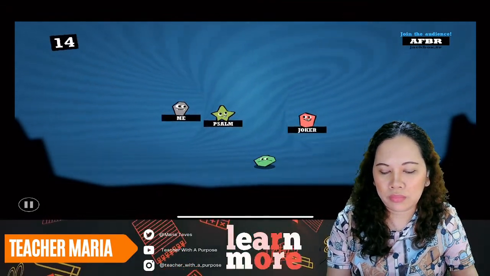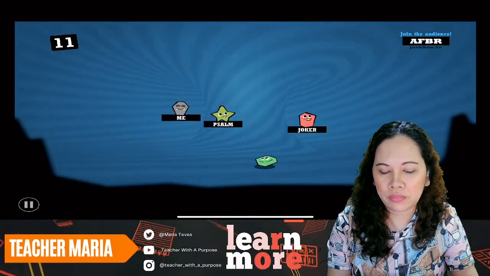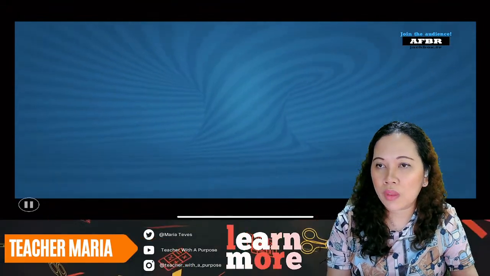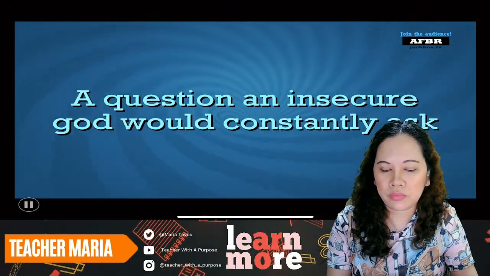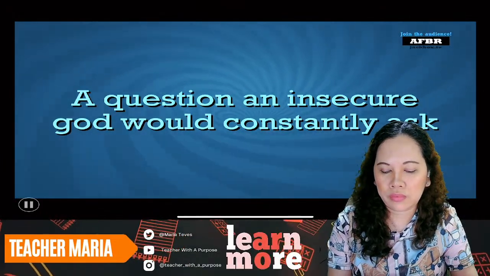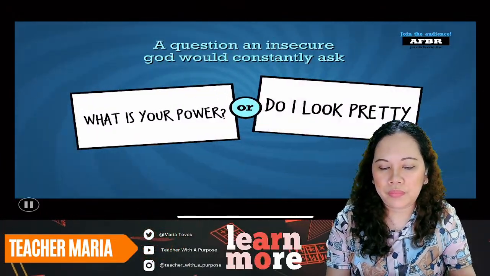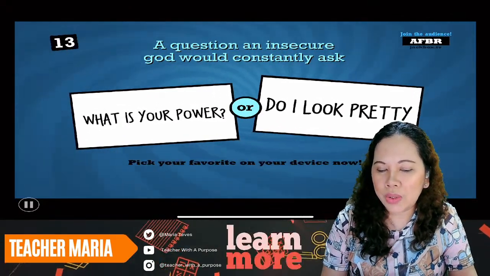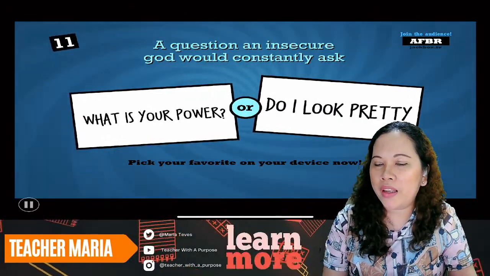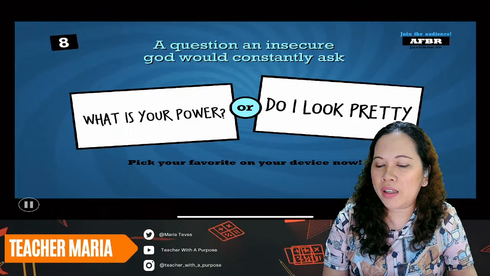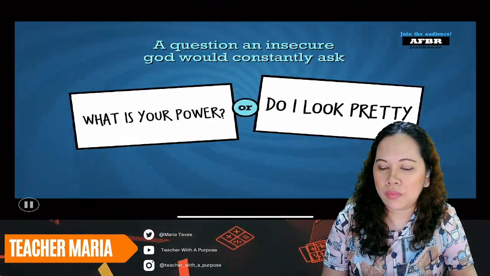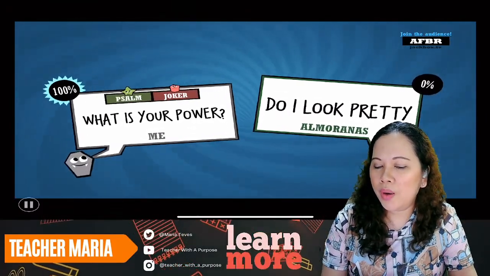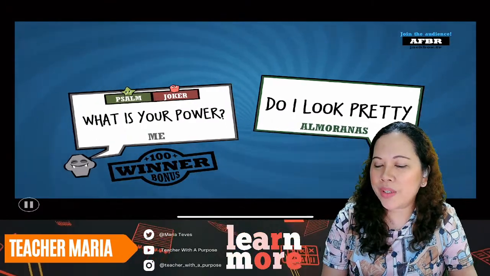Hurry up! Use a safety quip if you can't think of anything. Great, let's see what we got here. First off, a question an insecure god would constantly ask. Okay, select your favorite quip. Do I look pretty? Let's see. Oh no! So sorry, Almoranus.